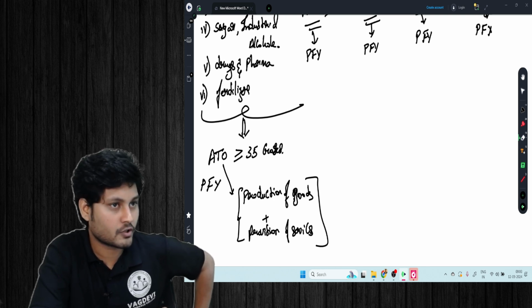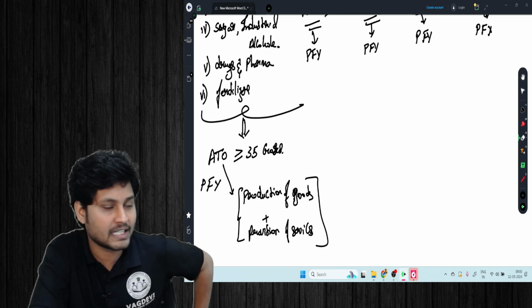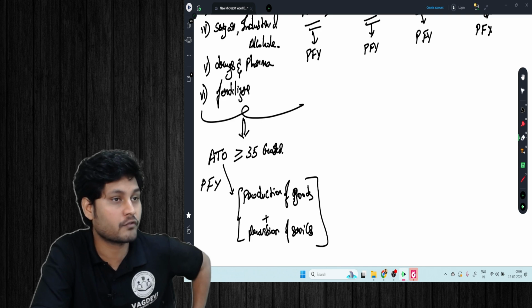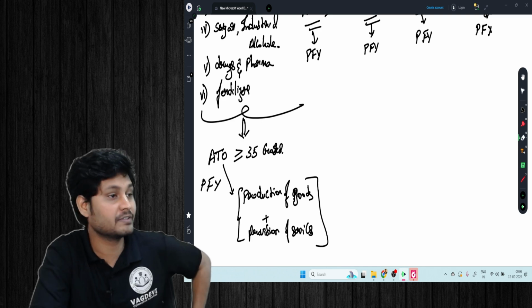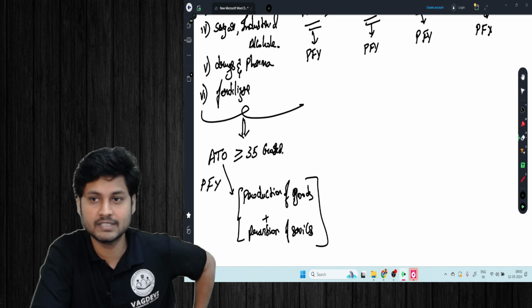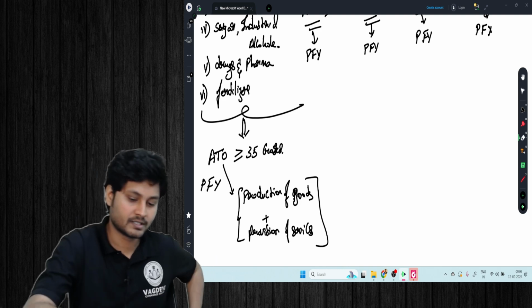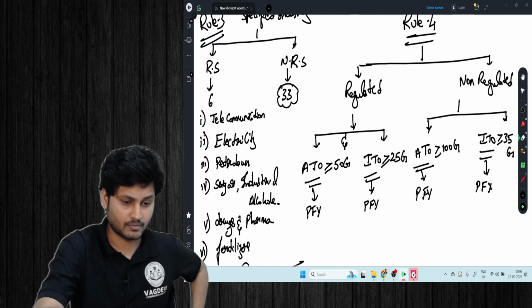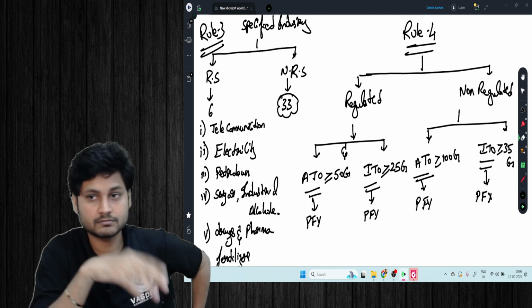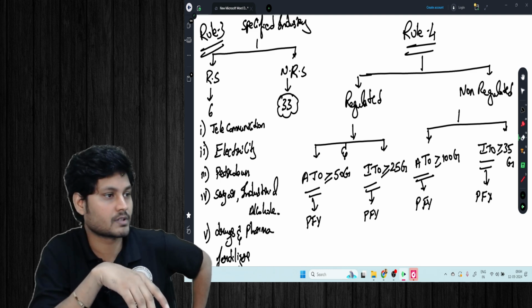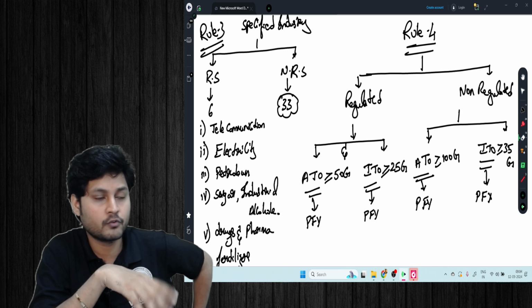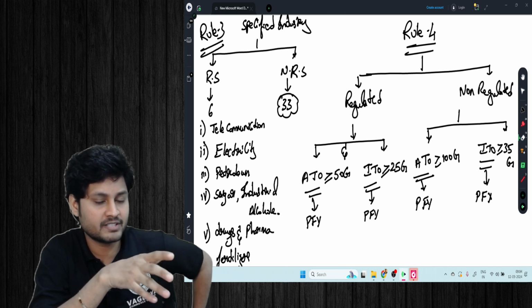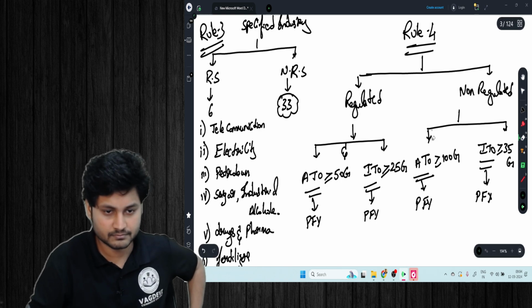So cost audit applicability we are trying to understand just by reading section 148 subsection 2 read with rule number 4. Easy, very simple. Try to write. It should not be casual; there must be clarity, the picture must be clear. Okay, so rule number 4: regulated, non-regulated, again subdivision. You can write now.